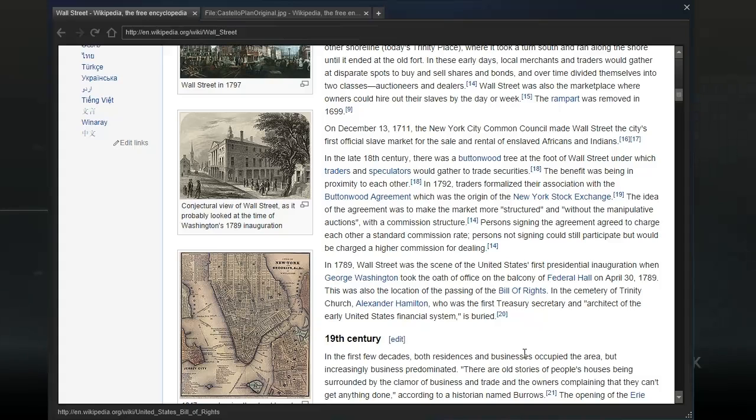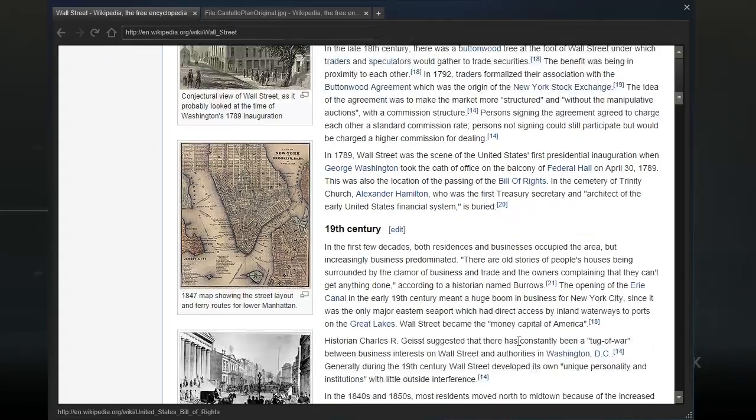In 1789, Wall Street was the scene of the United States' first presidential inauguration, when George Washington took the oath of office on the balcony of Federal Hall on April 30, 1789. This was also the location of the passing of the Bill of Rights. In the cemetery of Trinity Church, Alexander Hamilton, who was the first Treasury Secretary and architect of the early United States financial system, is buried.